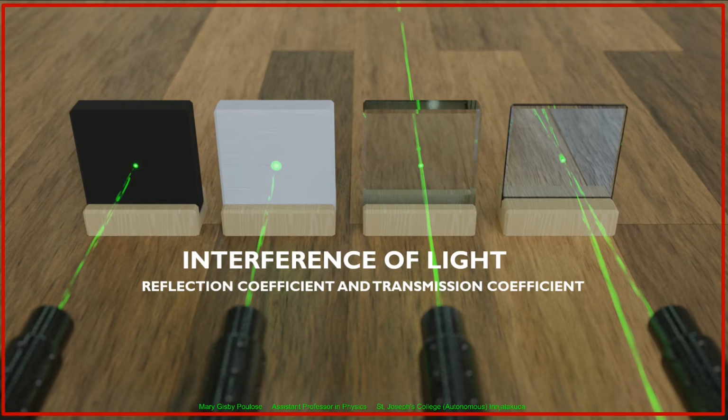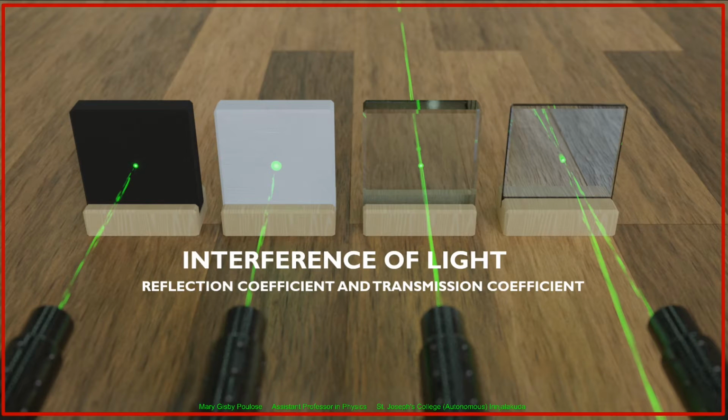Good day, students. Today, the topic of discussion is the derivation of the reflection coefficient and transmission coefficient of light when it falls upon an optically transparent surface. In the picture shown here, you can see light, basically laser light, falling upon different surfaces. On the right end, we can see light falling upon a perfectly reflecting mirror. This mirror completely reflects the light incident upon it, and hence we see reflection.